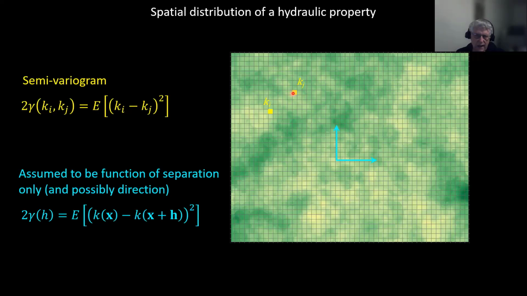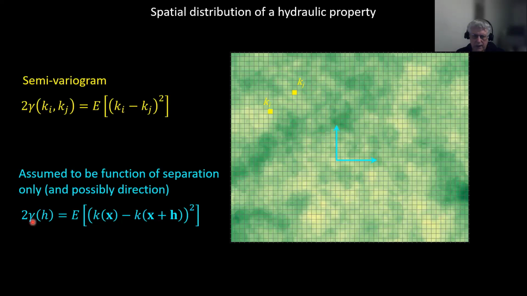Now let's make a very big assumption. This assumption is called stationarity. Let's assume that the propensity of Ki to be close to Kj is a function only of the distance between them. And let's further assume that that function is the same here as it is here, as it is here, as it is here. That function does not vary throughout the model domain. This is a huge assumption. Used with caution, but can be very convenient.